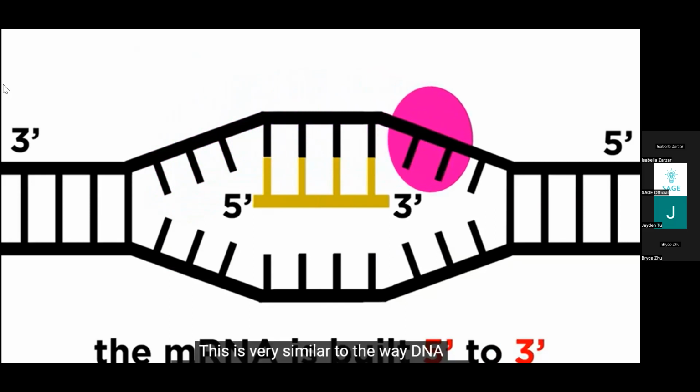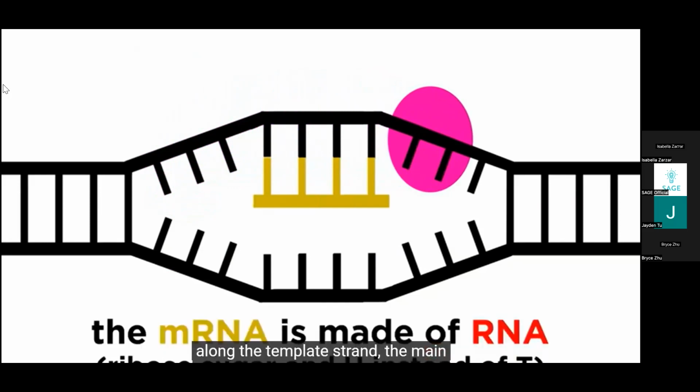This is very similar to the way DNA polymerase synthesizes DNA as it moves along the template strand. The main difference here is that RNA is being synthesized, which, as we recall, will be ribose rather than deoxyribose, and it will have uracil instead of thymine.